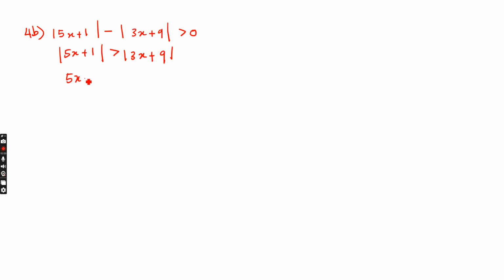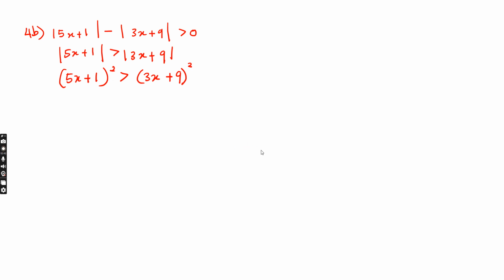So we put 5x plus 1, put square symbol. Sorry, it's not 5x, this one is 3x plus 9 squared. You need to do it like that.